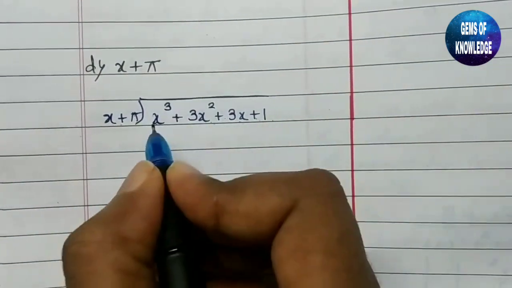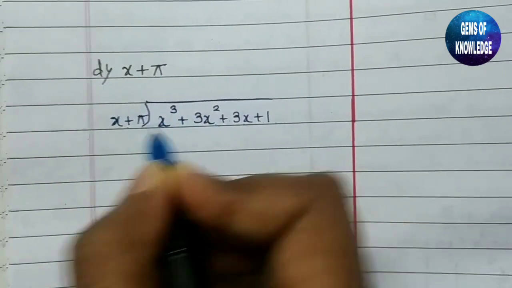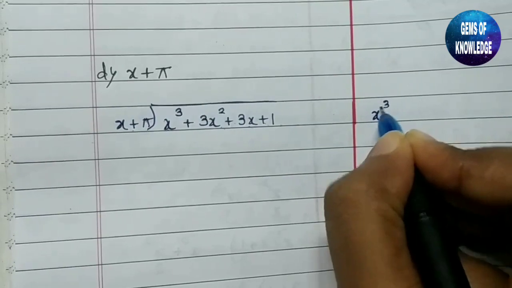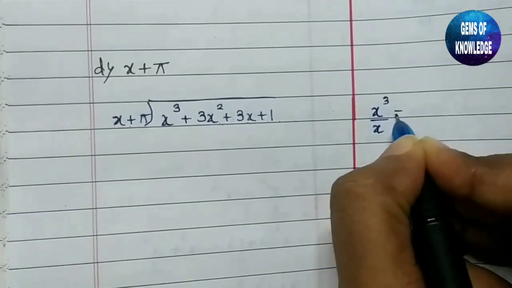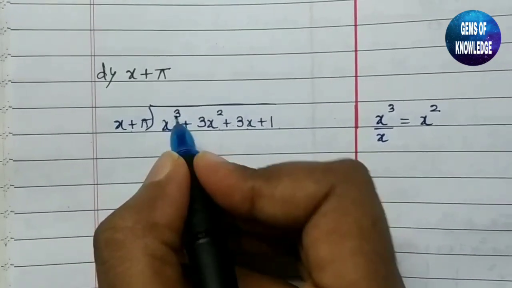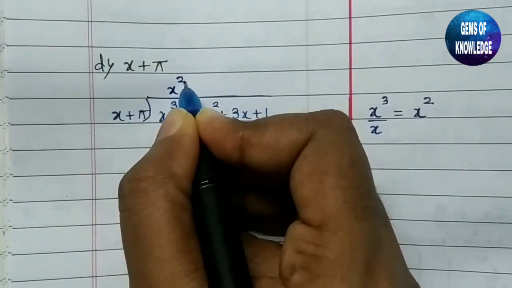Okay, so you can see here again it is given as x cube. This x cube must be divided by this x. So we are getting x cube when it is divided by x, we are getting x square as always. Okay, so this x square must be written here in the quotient part.